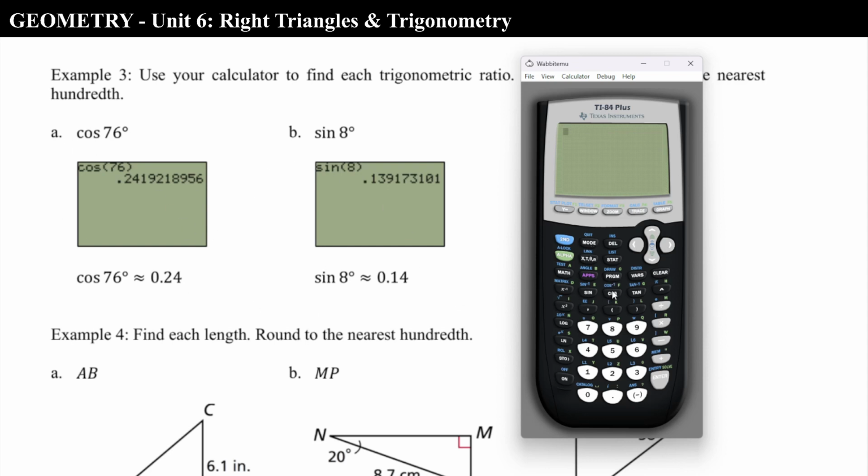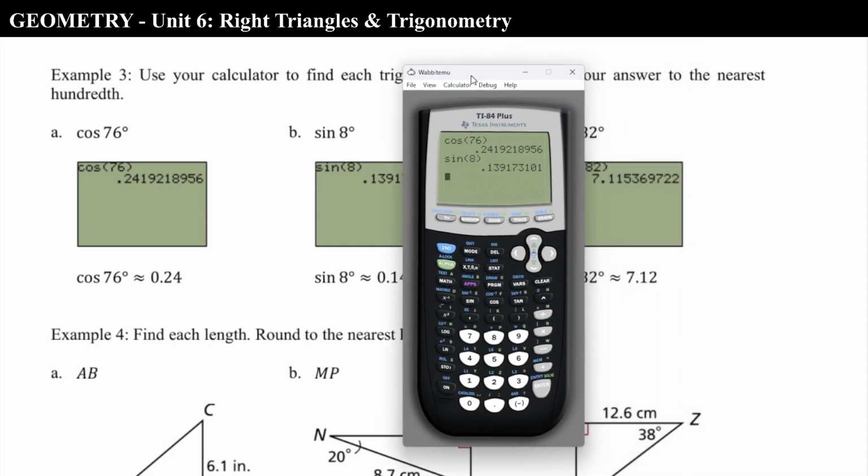If we want the cosine of 76, you're going to hit the cosine button, which is right here, and then put in 76, close your parentheses, and hit enter. And now we have the value for the cosine of 76 degrees. And you round it, it becomes 0.24. If I want the sine of 8 degrees, I do sine of 8, hit enter, and there's my value. I round it. There's my answer.